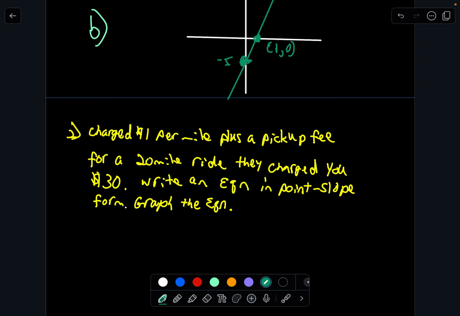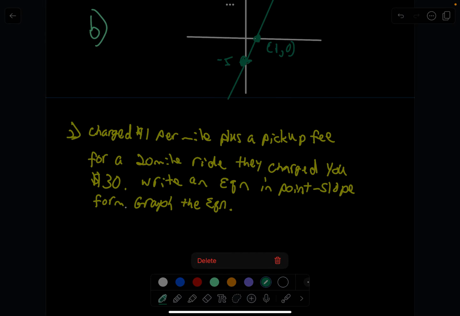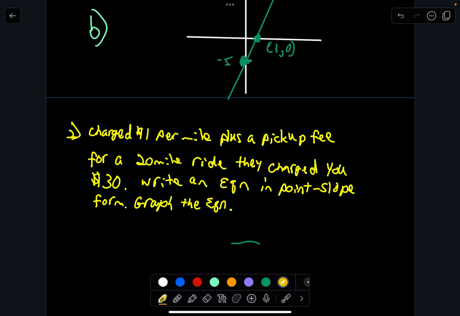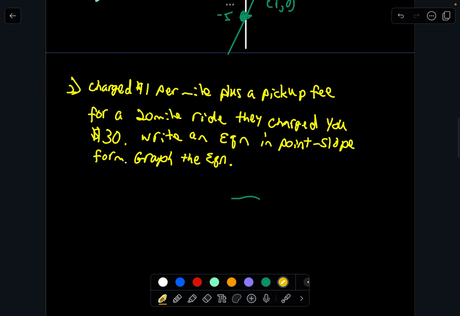Let me kill that. Add yellow. All right. It says a cab charge or Uber charges, I said that, I didn't write that, charges $1 per mile plus a pickup fee. For a 20-mile ride, they charged you $30. Write an equation in, and here's the form, point slope form, and then graph the equation, all right?